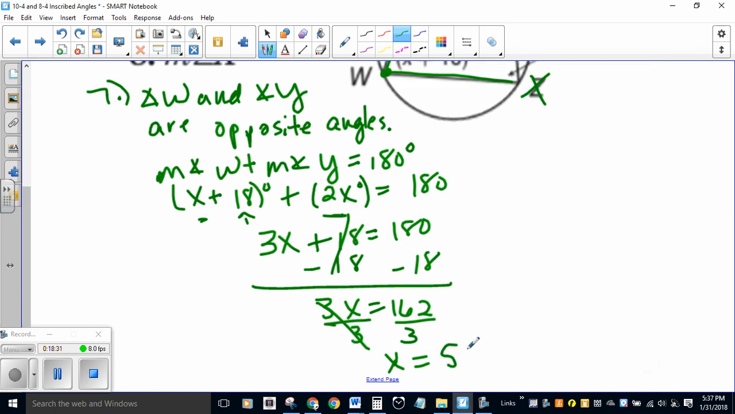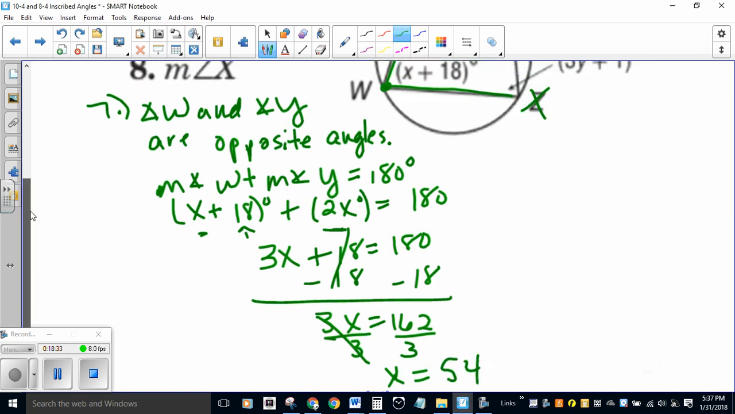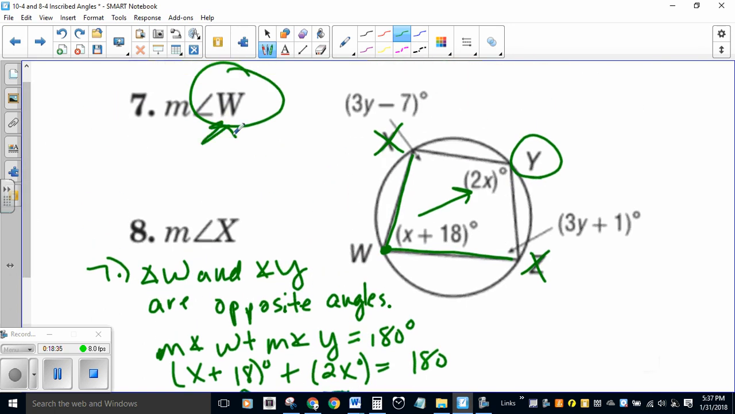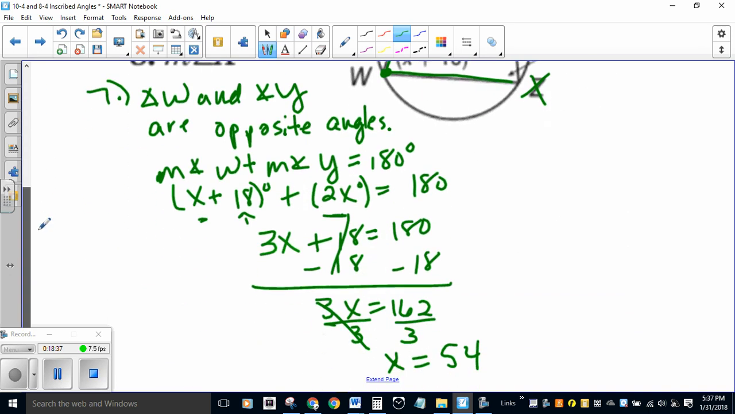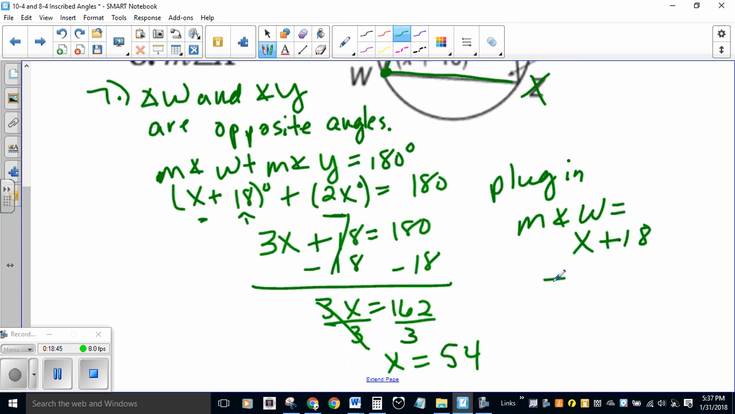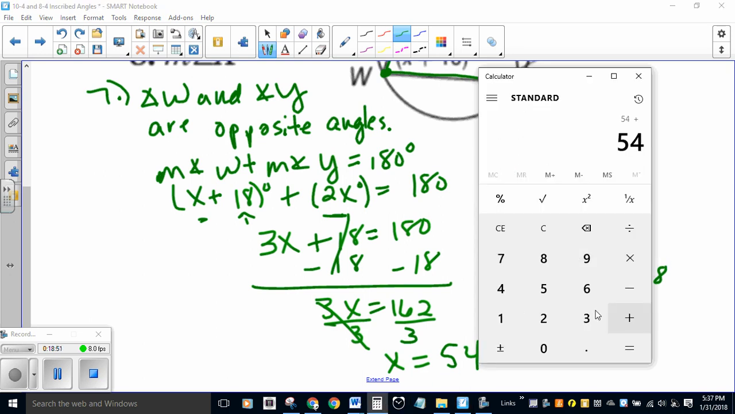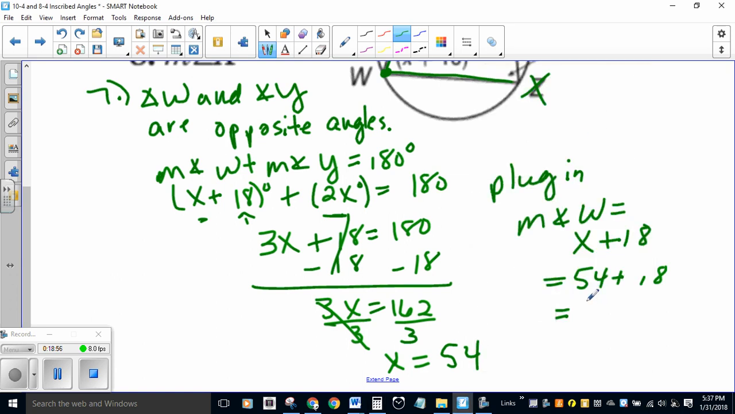Now, that is what x equals. The question says find the measure of angle W. So I have to plug it back in. The measure of angle W, which is x plus 18, is now 54 plus 18, which is 72. And that's the answer for number 7.